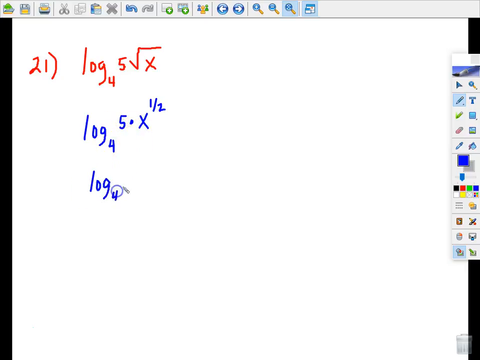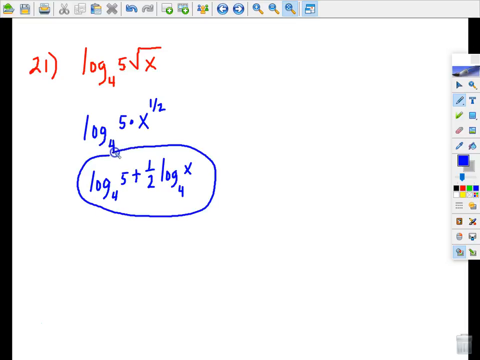Log base 4 of 5. We're expanding with addition since we're multiplying, plus, and now remember, exponents are going to be brought down and used as multipliers. And that should be your answer for number 21. Okay, log base 4 of 5 plus 1/2 log base 4 of x. But the key is always change radicals to rational exponent.